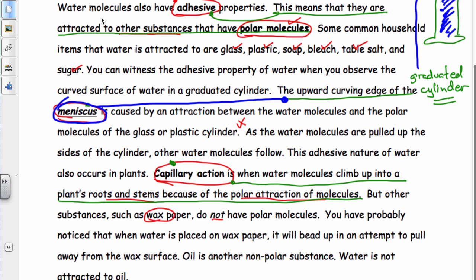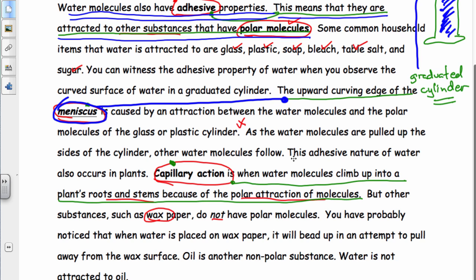All right. Water molecules also have adhesive properties. Do a double underline on that. So we've now talked about polarity, we've talked about surface tension, we've talked about cohesion, now adhesion, also capillary action. So this means that they are attracted to other polar substances. This is all the main important ideas.